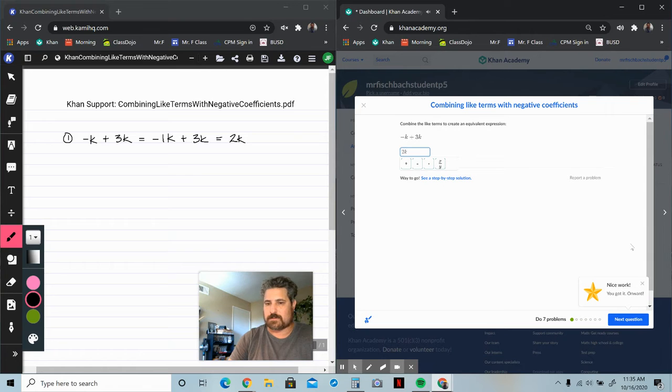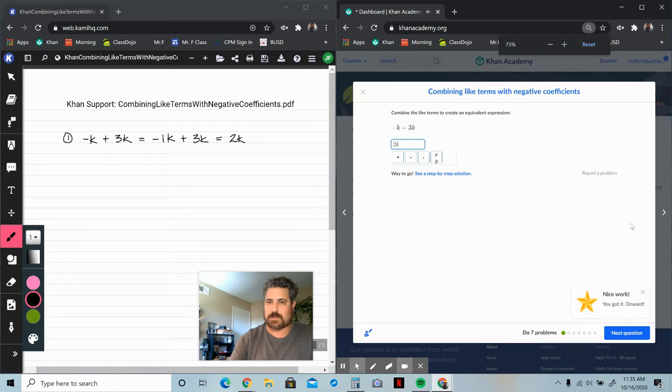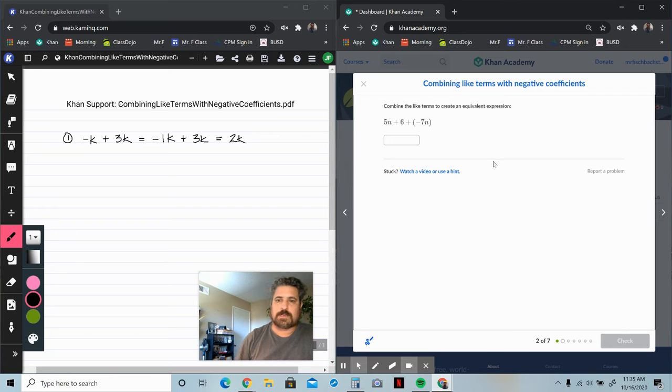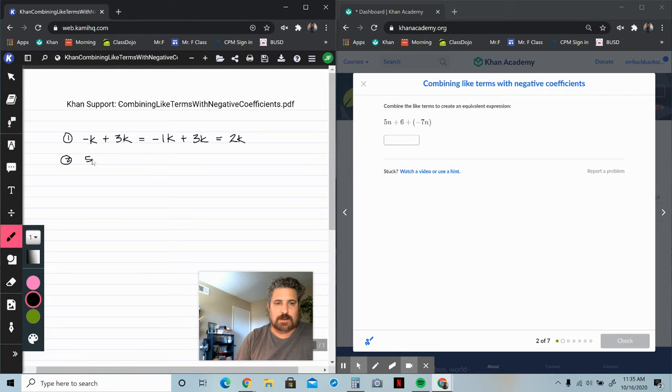Let's do the next one. Let me zoom in on this a little bit to make it a little bigger for you guys. Okay, the next one is 5n plus 6 plus negative 7n. So let's write that out. So that's 5n plus 6 plus negative 7n.